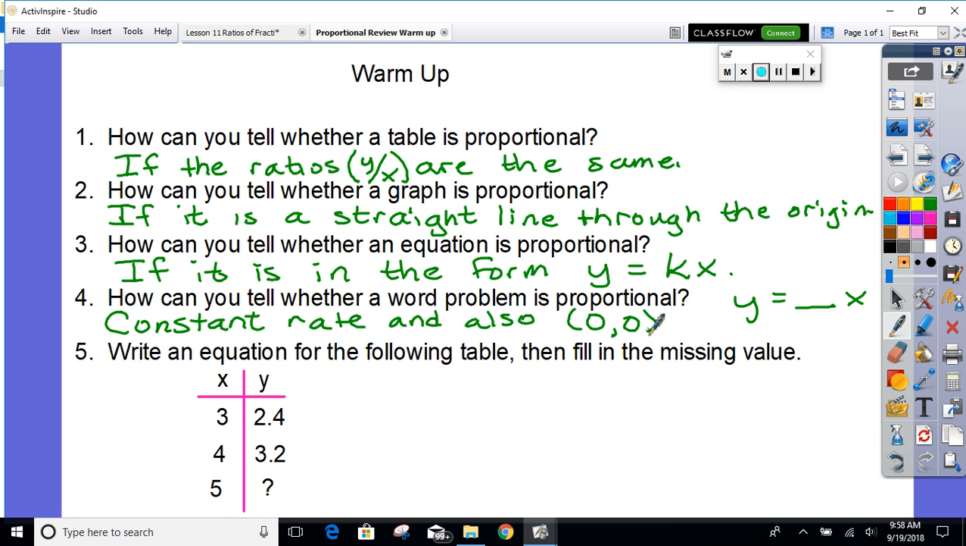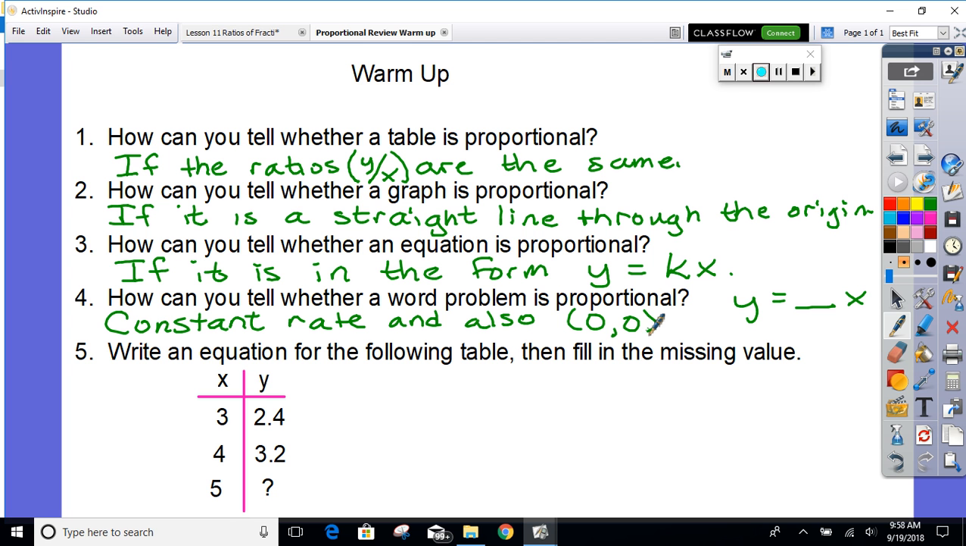Okay, number 5 asks you to write an equation for the following table and then fill in the missing value. Gavin, did you get that far? Did you write an equation for the table? You didn't get to it yet? Okay, did anyone get that far? Anyone write an equation? Yes.